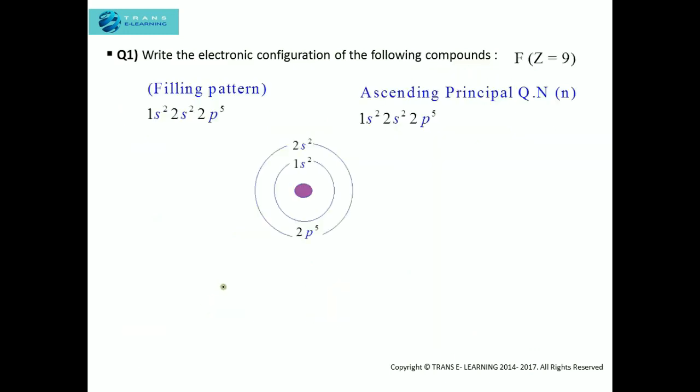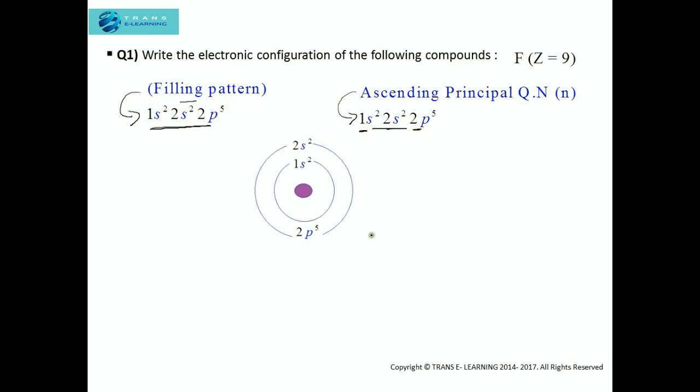Now, in which pattern should we write the electronic configuration? In this case, you can see that I have written the electronic configuration as per the filling pattern, and here I have written it as per the ascending principal quantum number. You can see in both the cases it's the same. So obviously we'll be considering this electronic configuration, that is 1s2, 2s2 and 2p5.